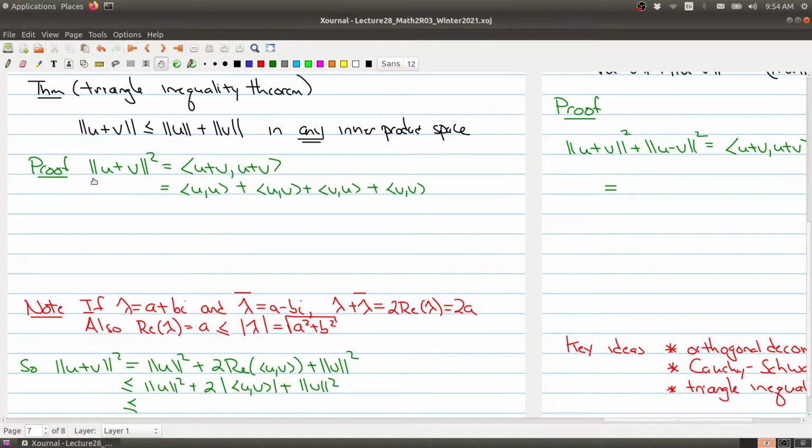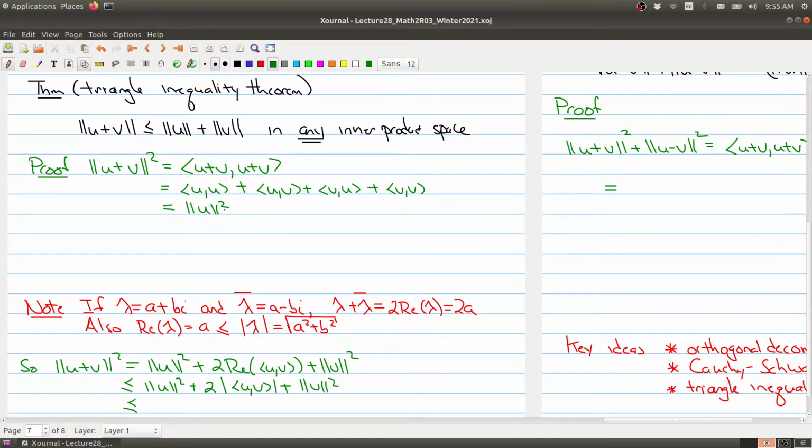So we're going to look at the squares. Let's take u plus v and square it. By definition, that's the inner product of u plus v with itself. Using the properties of inner products, we can expand it out. And remember, we have to pay attention to the order when we expand it out. So let's clean this up, what we have.